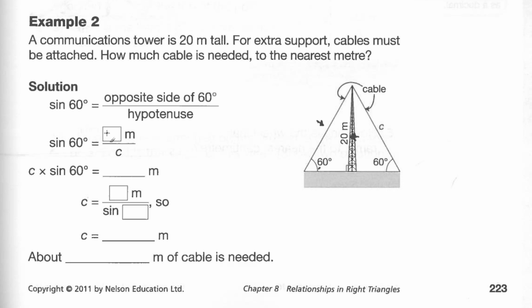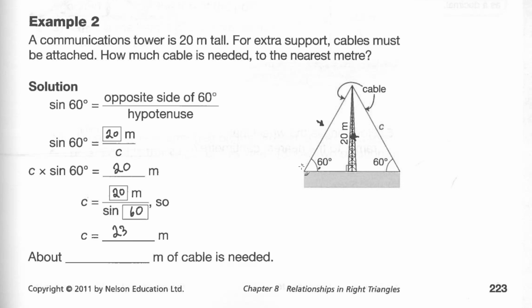So we'll put in the information we know. 20 meters. I want to get c on its own, but it's on the bottom. I need to get it on the top. The first thing to get it on the top is to multiply both sides by c. So when I multiply both sides by c, it cancels out on the right side, and I'm left with c times sine 60 is equal to 20 meters. I want c on its own still, so I need to divide both sides now by sine 60. So I get c is equal to 20 meters divided by sine 60, which when I put in my calculator will give me the answer of 23 meters.